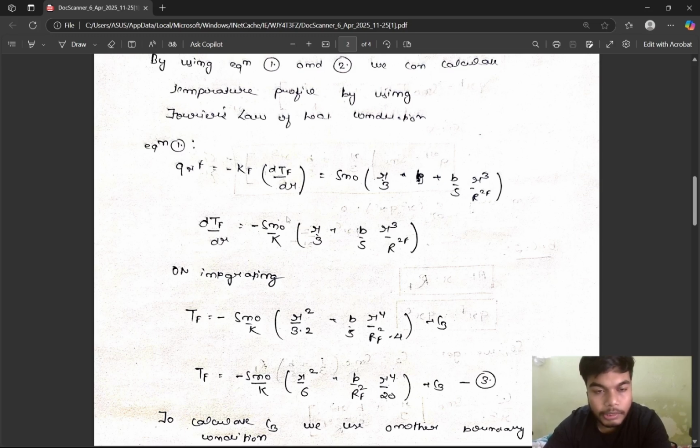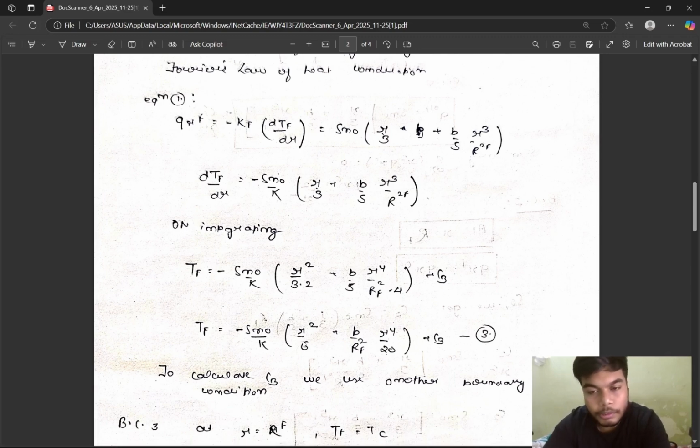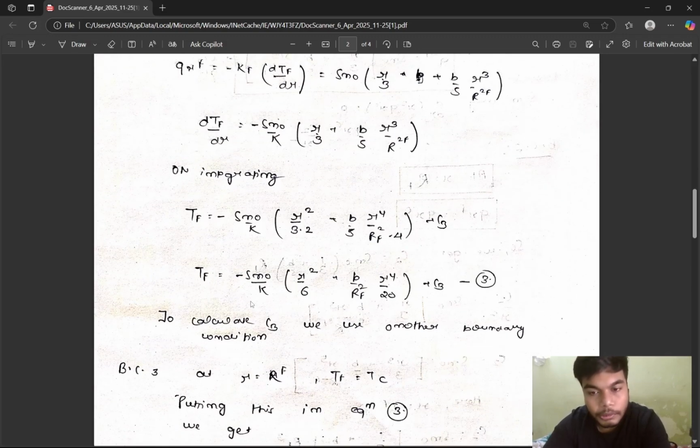We will just integrate this equation. We will separate the terms dTF and dr by cross multiplying and integrating both sides. We will get the TF term. TF will be equal to minus Sn naught upon k into (r square upon 6 plus b by 5 r to the power 4 upon rf square into 4) plus C3. So the final equation will be TF equals minus Sn naught by k into (r square by 6 plus b upon r2f into r to the power 4 upon 20) plus C3.